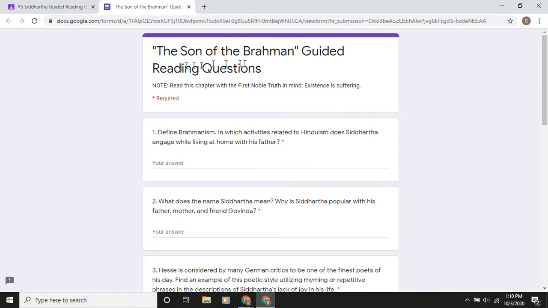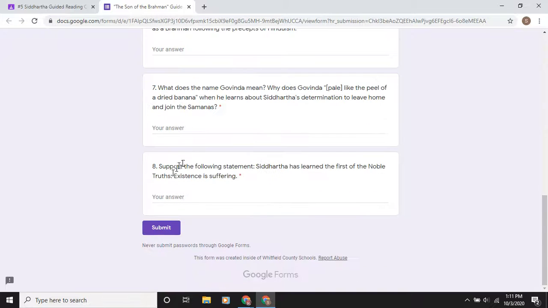Also, make sure that each one of these guided reading questions forms has a note at the top of it. Read this chapter with something in mind. So in this case, it's read this chapter with the first noble truth in mind. Existence is suffering because, and as you read the chapter, start thinking about, does this chapter demonstrate the Buddhist idea that existence is suffering? When you finish each one of these, click submit.